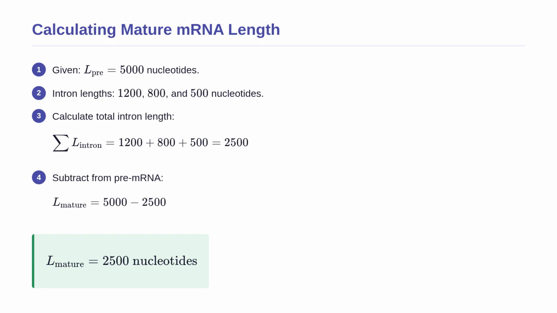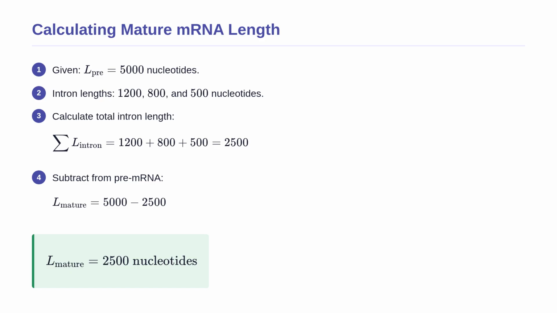Now that we have our formula, let us look at a basic numerical example to see how this works in a real cell. Suppose a specific gene is transcribed into a pre-mRNA molecule that is exactly 5,000 nucleotides long. Scientists discover this transcript contains 3 introns, measuring 1,200, 800, and 500 nucleotides. We need to determine the final length of the mature mRNA.